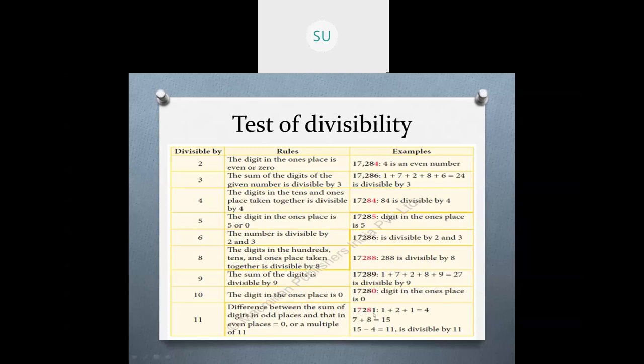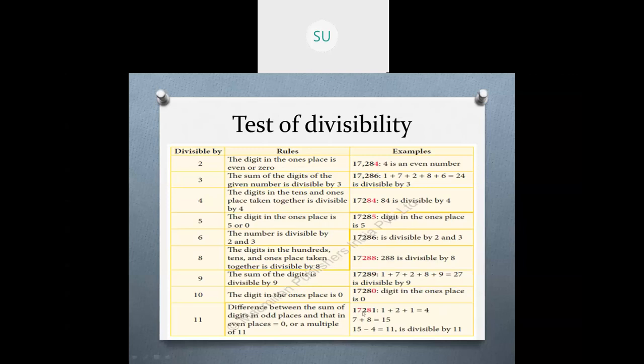17,281. So they have told sum of digits in odd places. What are the odd places here? This is the first place, this is third, and this is fifth. So 1, 3, and 5. These are odd places. So when I add that, that is 1 plus 2 plus 1, which is 4. Then even places.